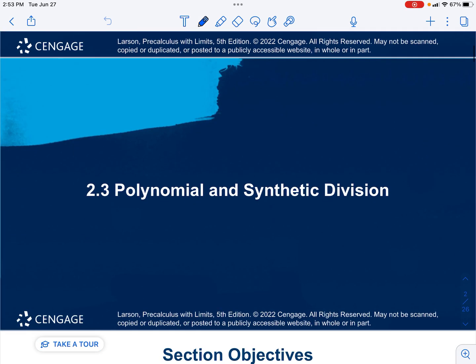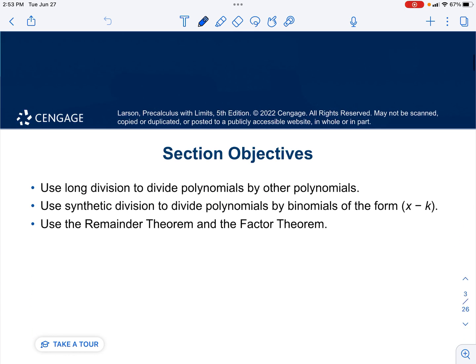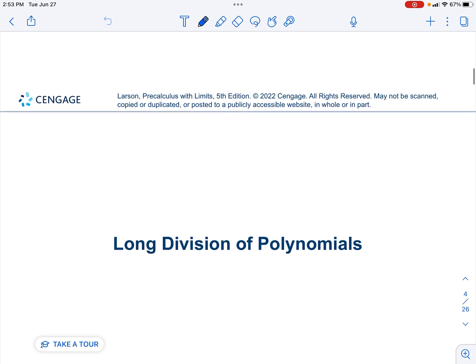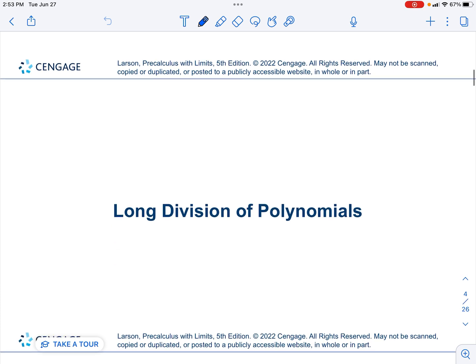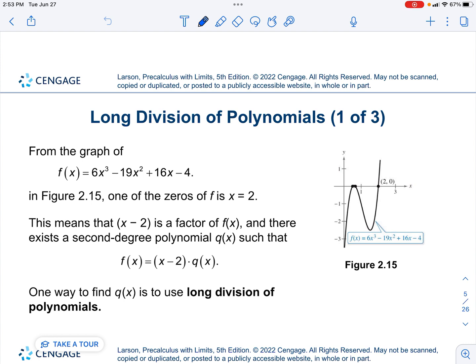Chapter 2, Section 2.3, Polynomial and Synthetic Division. Here are our section objectives. And we'll start with long division of polynomials. Long division of polynomials is something we typically use to break it down and factor it, try to find some zeros, try to get some more information from a polynomial versus just in general form.